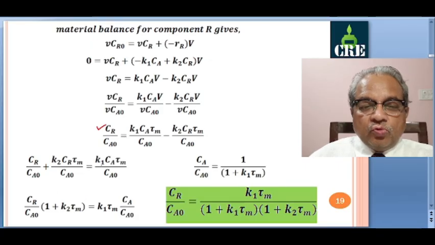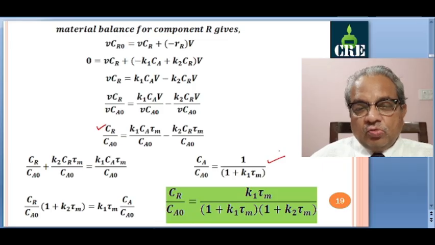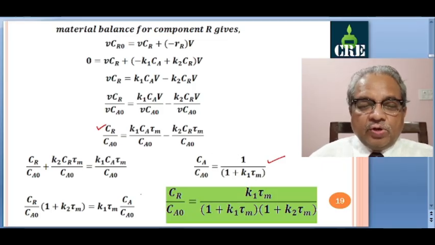And this is equal to K1 tau m Ca by Ca0. We know this Ca by Ca0 from the first reaction. It is 1 by 1 plus K1 tau m. So Ca by Ca0 I substitute here. So this becomes K1 tau m into 1 by 1 plus K1 tau m. So this goes in the denominator.